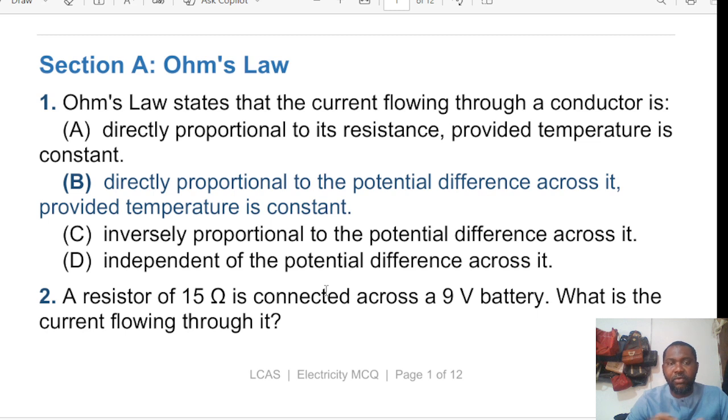We're going to be solving questions and answers on electric current, Ohm's law, cells, and all of that related to that. That would help you grasp some important information. Let's start with the first one here.